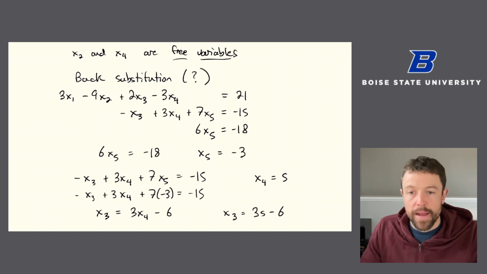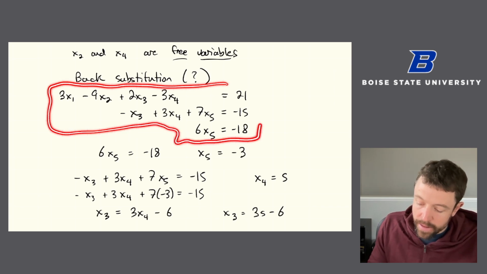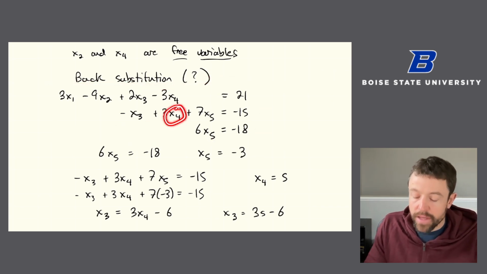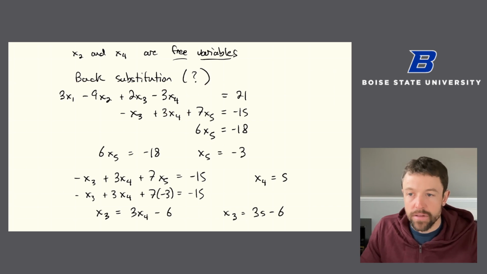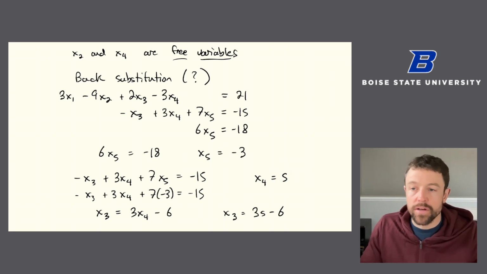Said another way, in this system, I can put any value in for x4 and I'll still get a solution. That's what s is representing. It's saying x4 can be anything. You choose a value for x4, you're going to still be able to get a solution with the other variables.